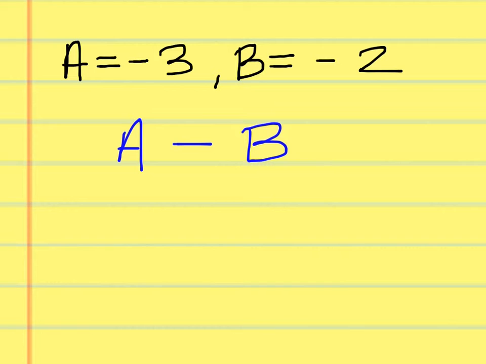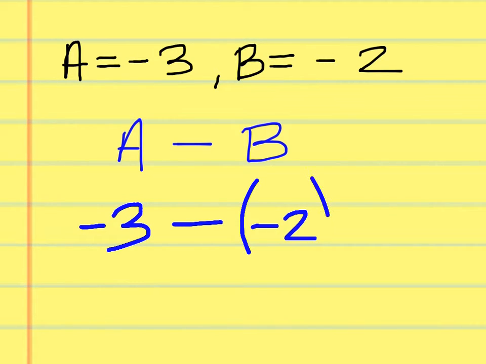A equals -3, B equals -2. You have to substitute in those values for A and B where you see them. So A is -3. -3 minus, and B is a -2. Whenever you have back-to-back signs, you should put that second number in parentheses if it turns out to be negative, like a -2 going in for B.